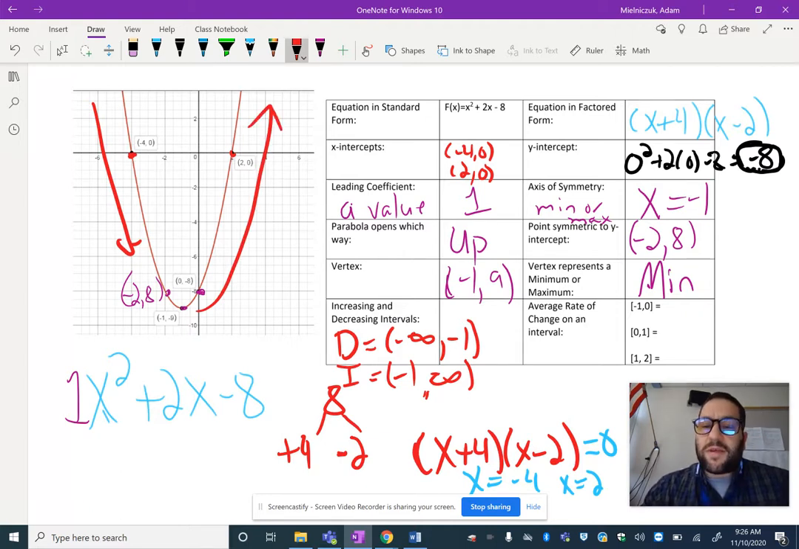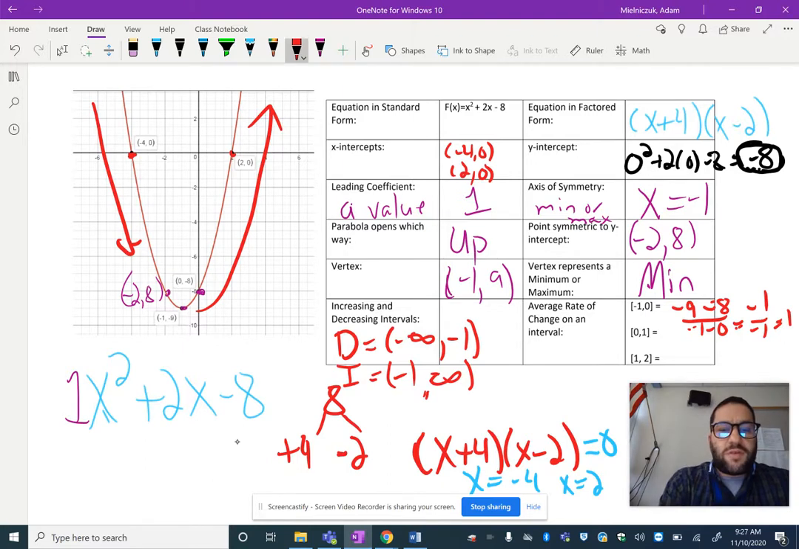And then for the last part, it says find the average rate of change on an interval. So from negative 1 to 0. Well, let's think about this. From negative 1 is negative 9 to 0 is negative 8. Over negative 1 minus 0 would give us negative 9, that would be negative 1 over negative 1. Did I do that right? So from negative 1 to 0 would be an average rate of change of 1. What is the average rate of change from 0 to 1?